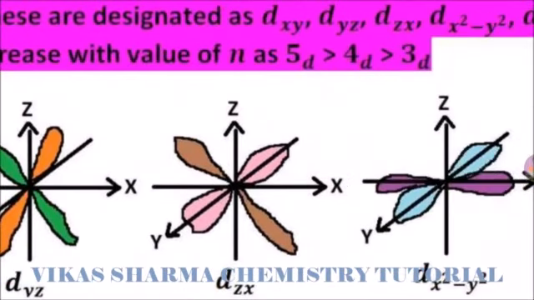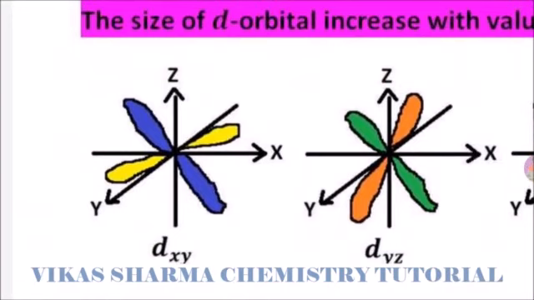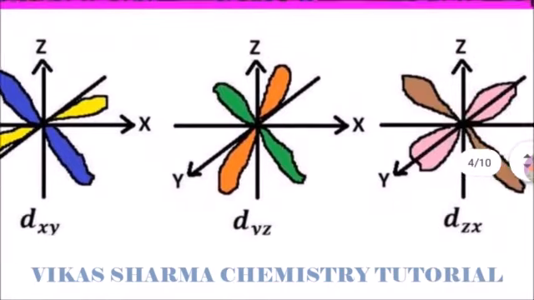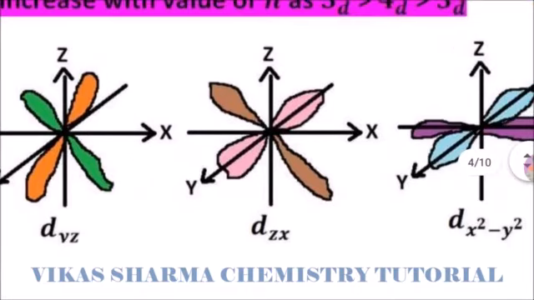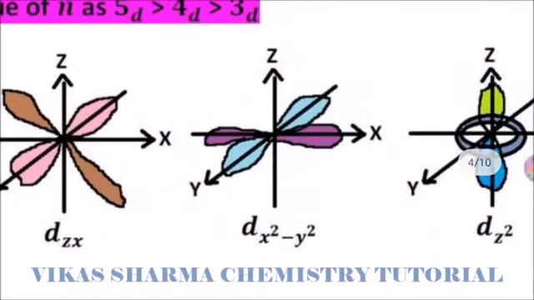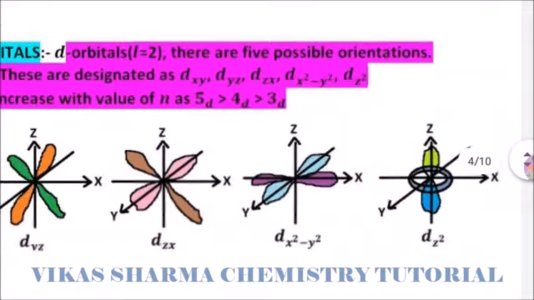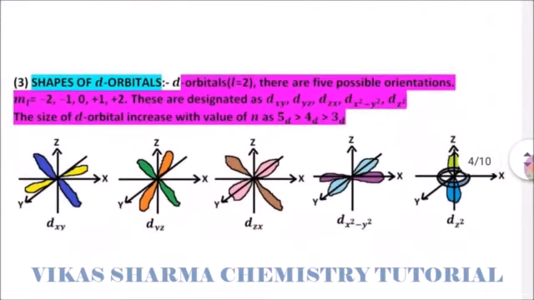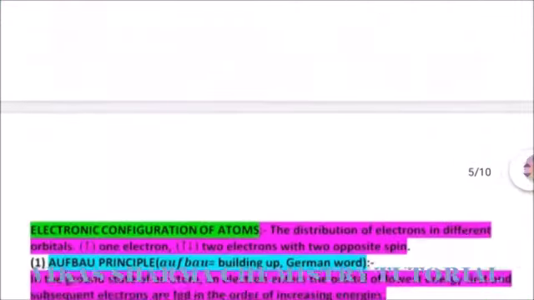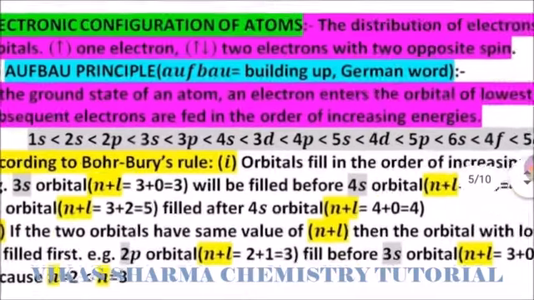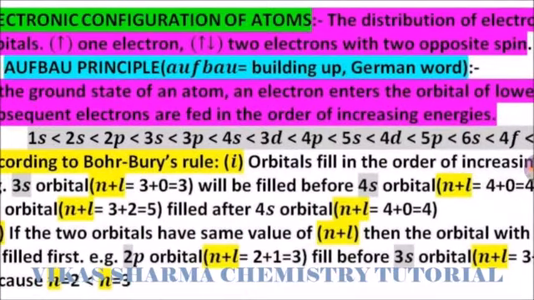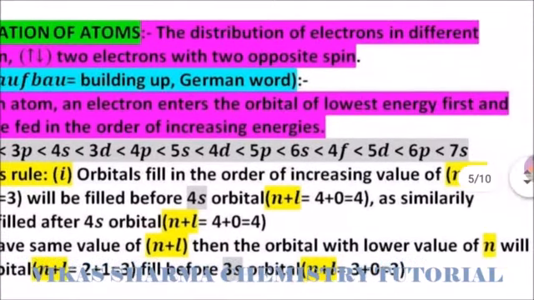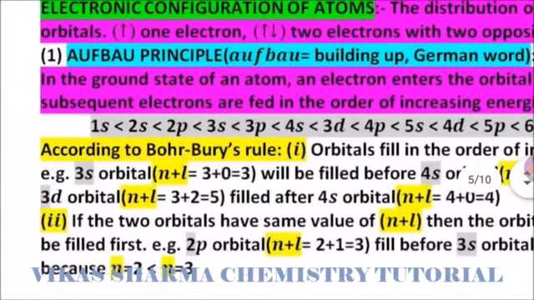So student, these are the orientations: the dxy, when the electrons move between the x-axis and y-axis, also dyz, dzx, dx square minus y square, and the dz square. So these 5 possible orientations are carried by the d orbitals. So next is an important point of this segment, electronic configurations of atoms. The distribution of electrons in different orbitals.